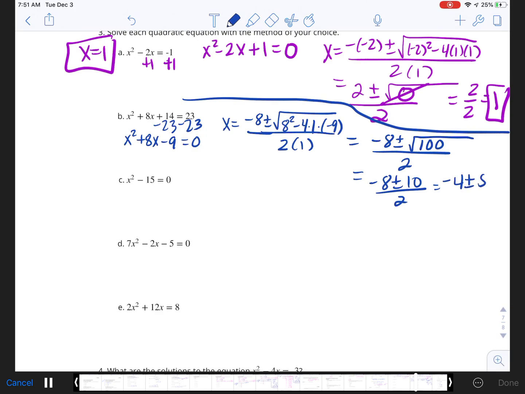Okay, so I break it up. I divide them both by 2 to get negative 4 plus or minus 5. And that breaks into two equations, one with addition, one with subtraction. So in this one I get two answers. I get the answer of 1 or negative 9.